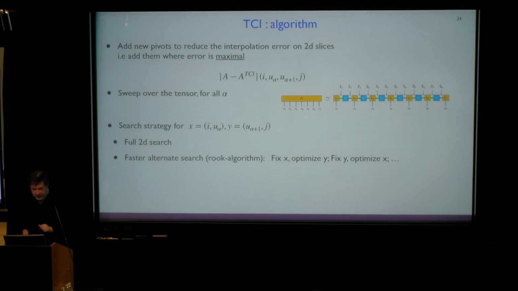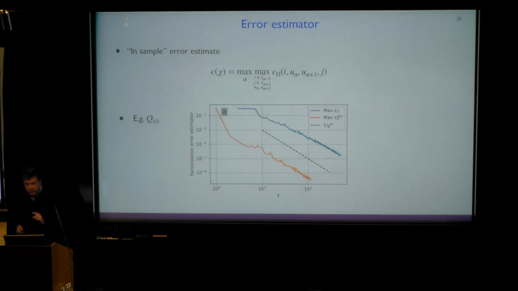I'm not going to go into this. We tried several ones. It doesn't make much difference how to explore the 2-dimensional slice to find the pivots. In this problem, it's not very important. So yeah, just to finish on that. The error is precisely the maximum of the error on the slices and the maximum on the sweeps, and that's the error estimator which we wanted to have.